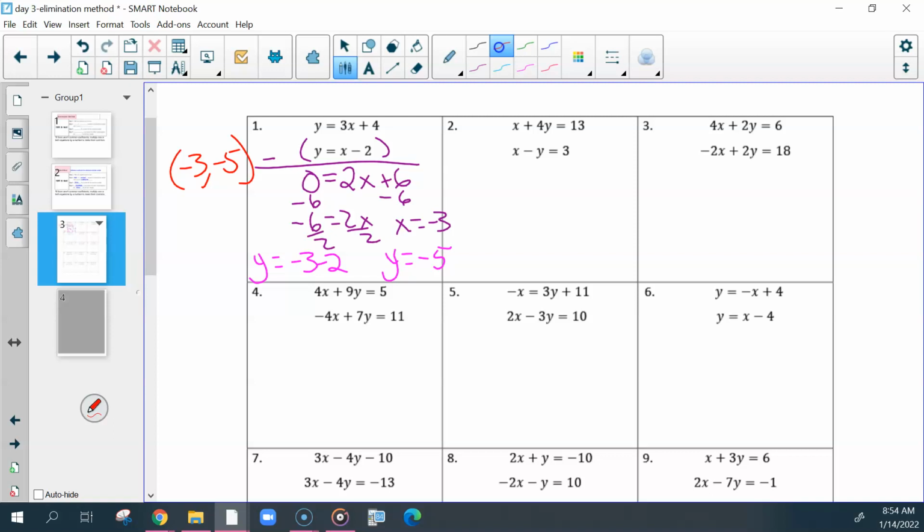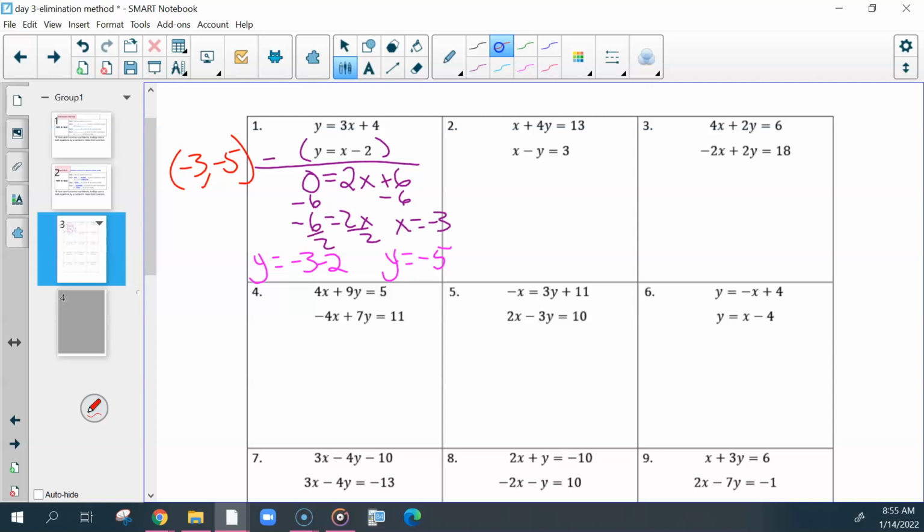Before we move on to the next one, do we have any questions on that one? Amina? Yes, one of the x or y has to become 0.